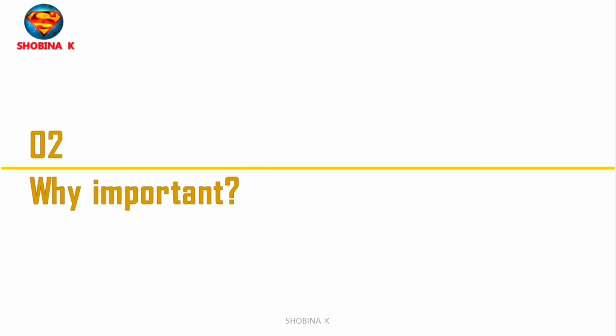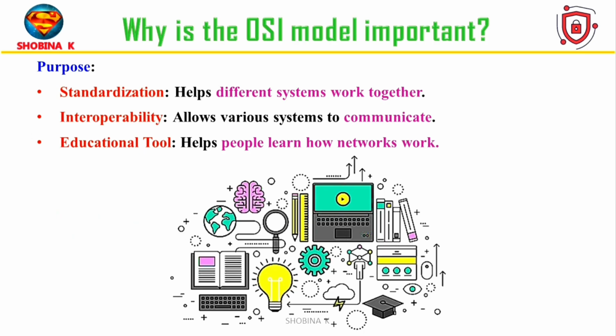Now let's move on and understand why it is important. The OSI model is important for several reasons. First, standardization. It is a process of establishing common standards or protocols that everyone follows. These standards make sure that products or systems from different manufacturers are designed to follow the same guidelines. For example, standards like Ethernet, IEEE 802.3 or HTTP define how devices communicate on networks. So standardization is about setting rules.